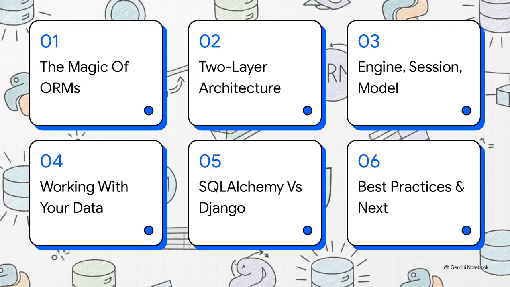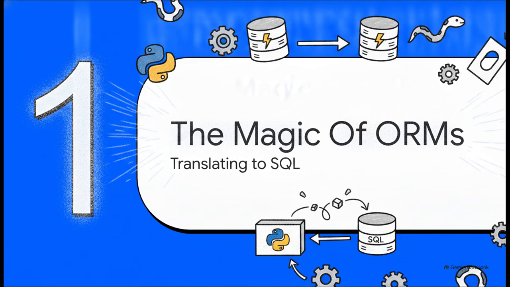We'll start with the magic of ORMs, break down the two-layer architecture, explore core components like engines, sessions, and models, see how to actually work with your data, compare it to the Django ORM, and then wrap up with some best practices. All right, part 1, the magic of ORMs.